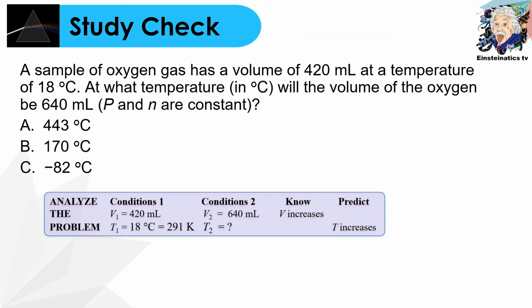Now, try to answer this one. A sample of oxygen has a volume of 420 ml at a temperature of 18 degrees Celsius. At what temperature in degrees Celsius, so meaning, i-convert mo siya sa degrees Celsius, will the volume of the oxygen be 640 ml? So is it A, 443 degrees Celsius, B, 170, or C, negative 82 degrees Celsius? So gamitin mo to, yung given, and what is asked is yung final temperature.